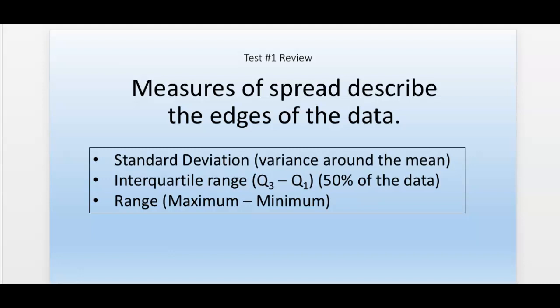We also looked at measures of spread. Standard deviation was variance around the mean, how things varied around the mean. We looked at the interquartile range, which is the middle 50% of the data in a box and whisker plot. And we looked at the range, which is the largest number minus the smallest number.